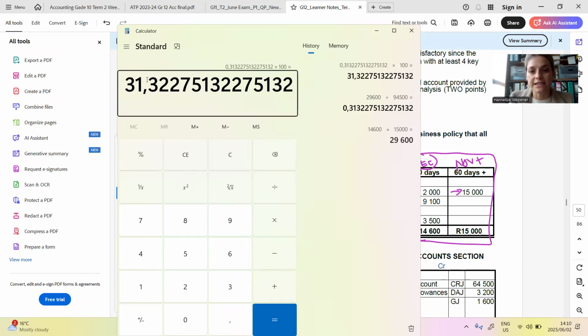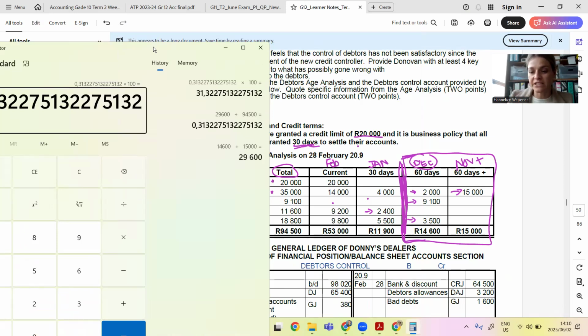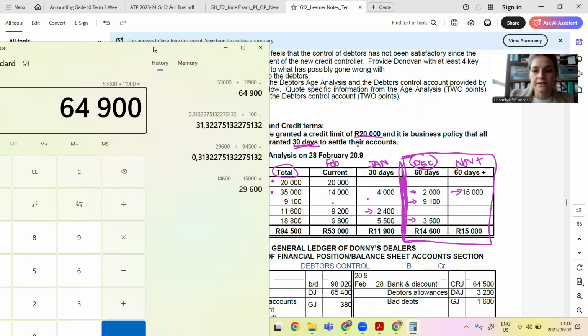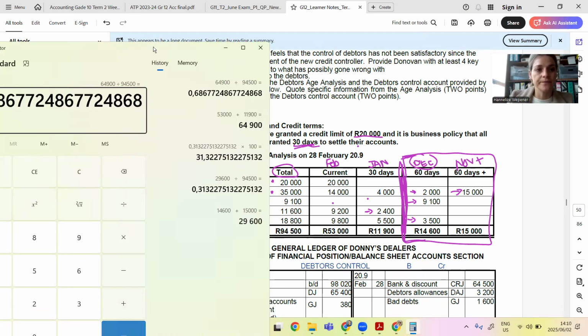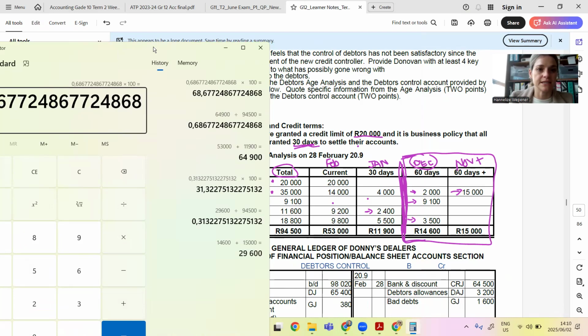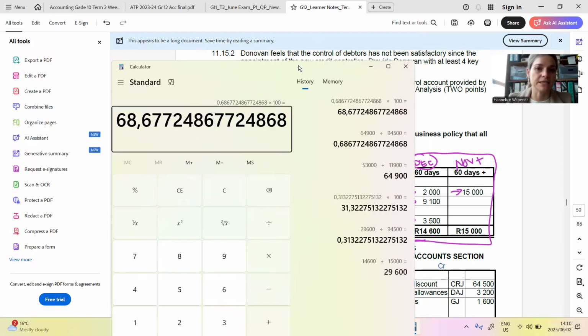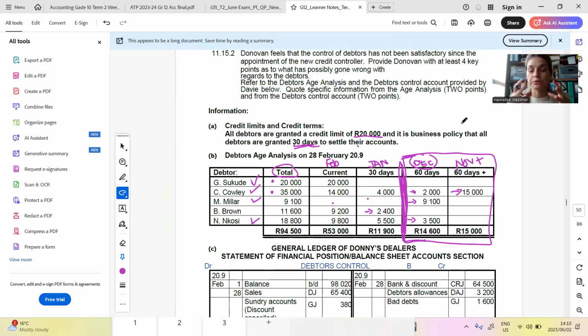Okay, then the debtors who are adhering to the credit terms is the 53,000 plus 11,900 divided by the total times 100 to get the percentage. So 68.7% is still within the credit term. So we are happy that we have a large group within the credit terms. We are just a bit concerned because we don't want to write off 30% of our debtors as bad debts. So that is your debtors age analysis.